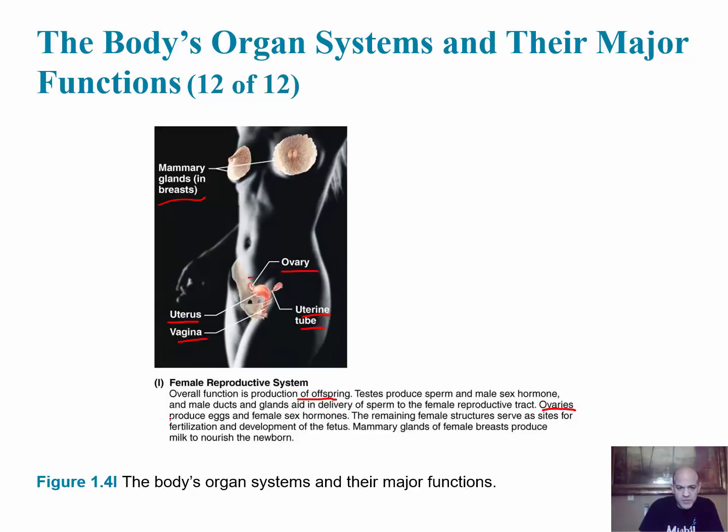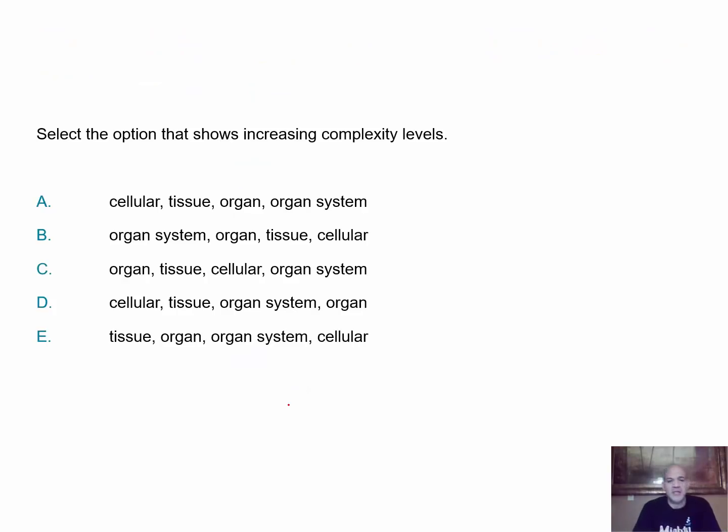So what do the ovaries do? They produce the eggs and the female sex hormone, estrogen. The remaining female structures serve as a site for fertilization and development of the fetus. The mammary glands of the female breast produce milk to help nourish newborns. So that's the end of section 2, and here are a few multiple choice questions to consider.